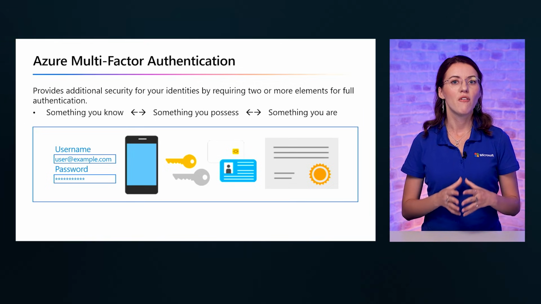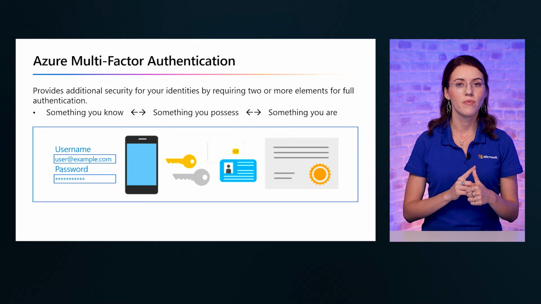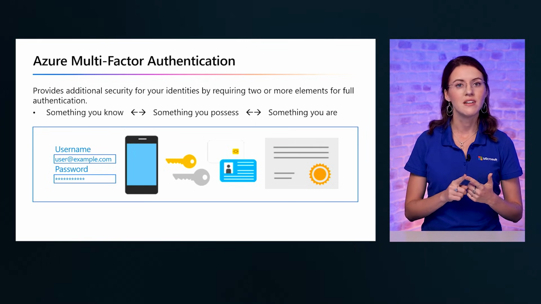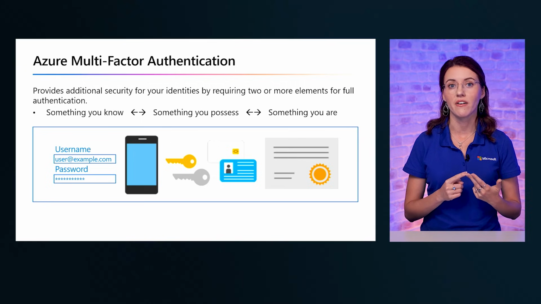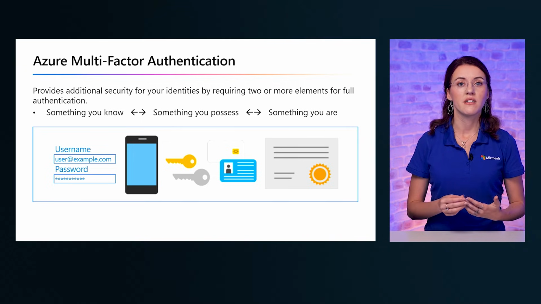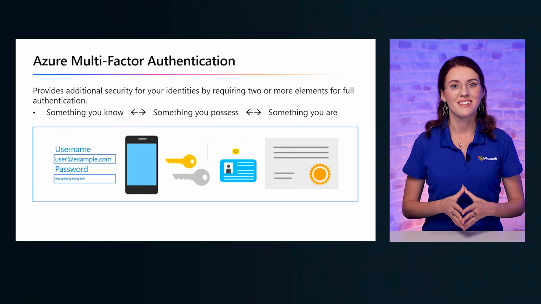These elements fall into the following categories. Something you know. This could be a complex question. Something you have. This could be a code sent to your mobile phone. Or something you are. Usually some biometric characteristic, such as fingerprint or facial image.